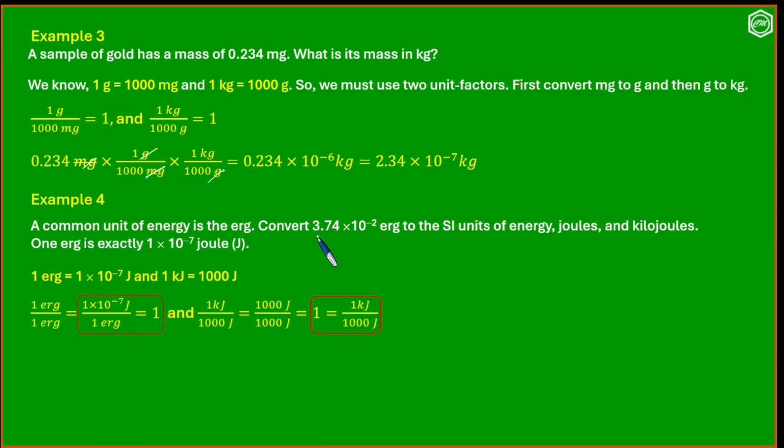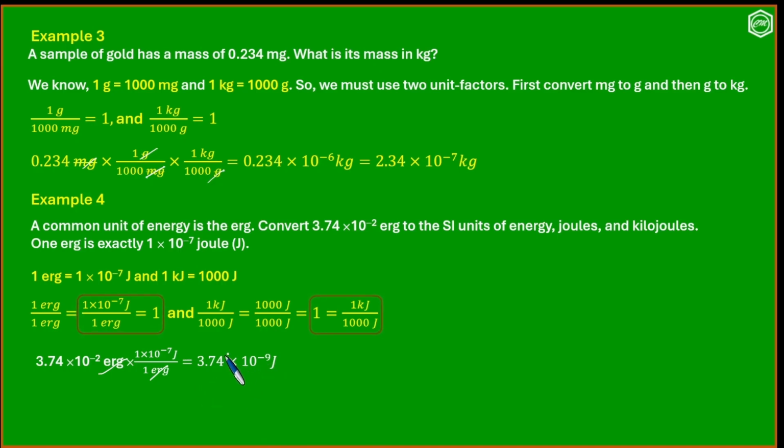Now the amount is 3.74 into 10 raised to minus 2 erg into the first unit factor. It converts erg to joule. Erg and erg get cancelled. So what we get is 3.74 into 10 raised to minus 9. Minus 7 into minus 2, 10 raised to minus 7, minus 9 joule.